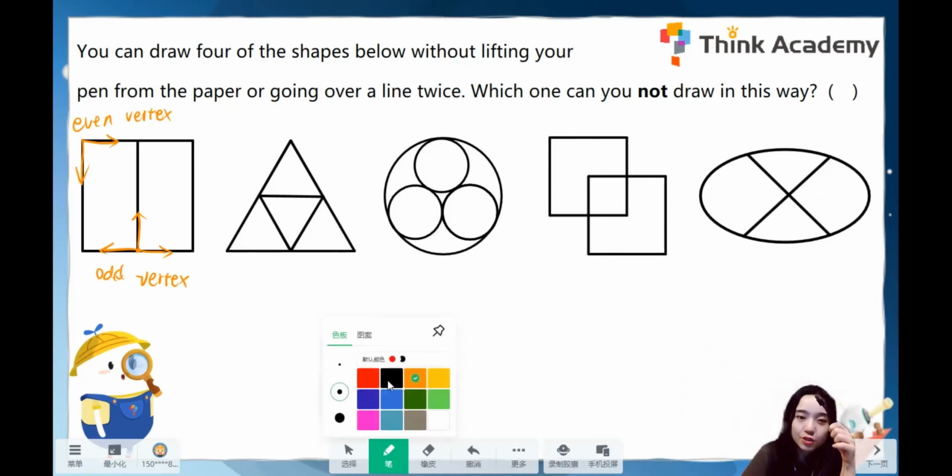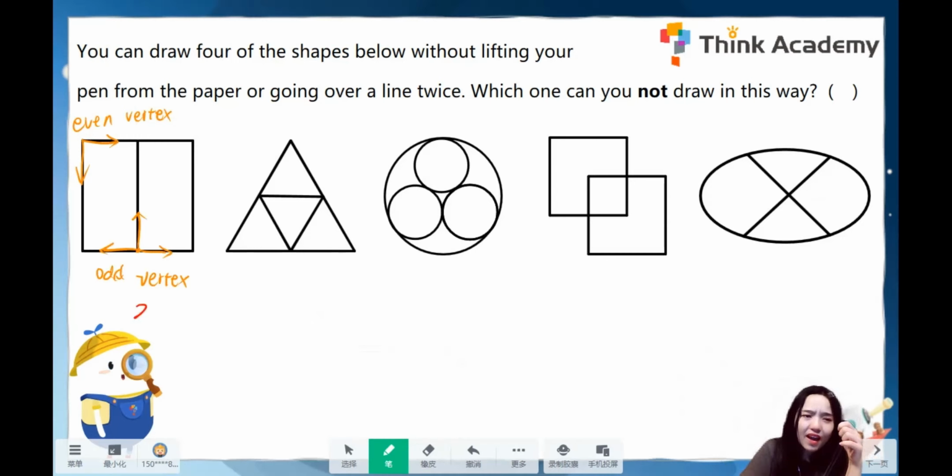Great, it should be 2. In other words, as long as we can find the 2 odd vertices, we can ensure this shape will be drawn in one stroke. But what about a circle? For this line, I can also make it into a circle. Like I can use my finger to make a circle directly. It's also one straight line. I can draw it in one stroke.